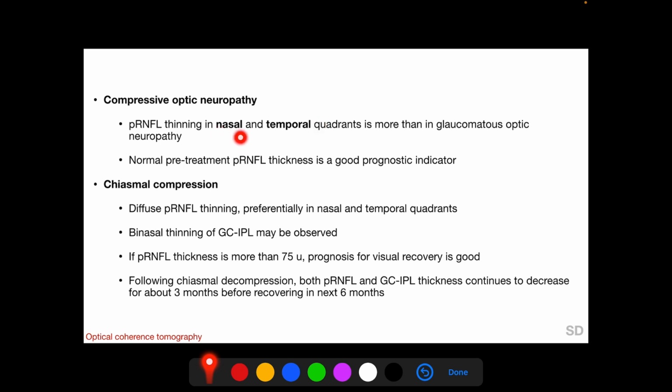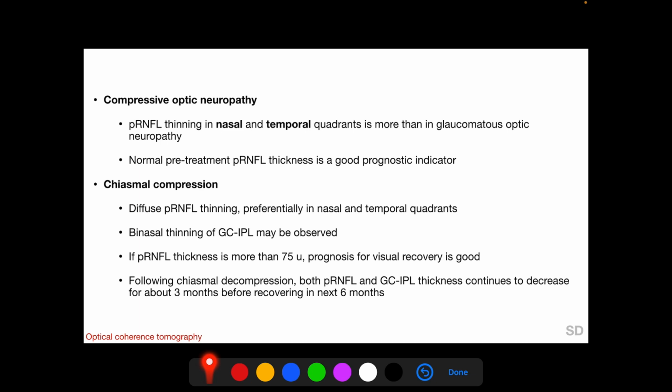Now coming to compressive optic neuropathy, again there is PRNFL thinning in the nasal and temporal quadrants. So here the nasal quadrant is also affected and is more than in glaucomatous optic neuropathy. Compressive optic neuropathy and glaucomatous optic neuropathy can be difficult to differentiate because both are slowly progressive disease, and compressive optic neuropathy can present with cupping, significant cupping compared to pallor of the neuroretinal rim. Normal pretreatment PRNFL thickness is a good prognostic indicator in compressive optic neuropathy also.